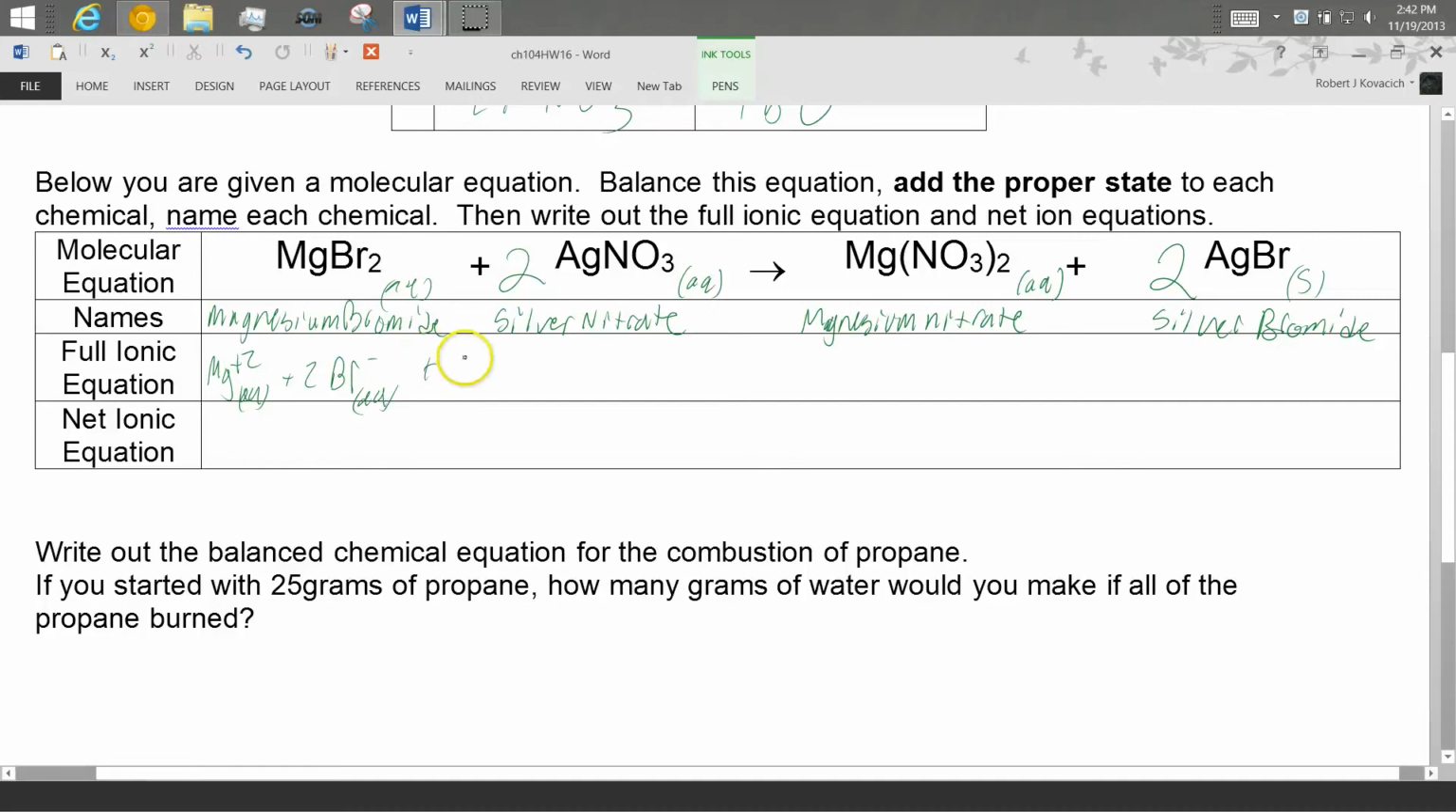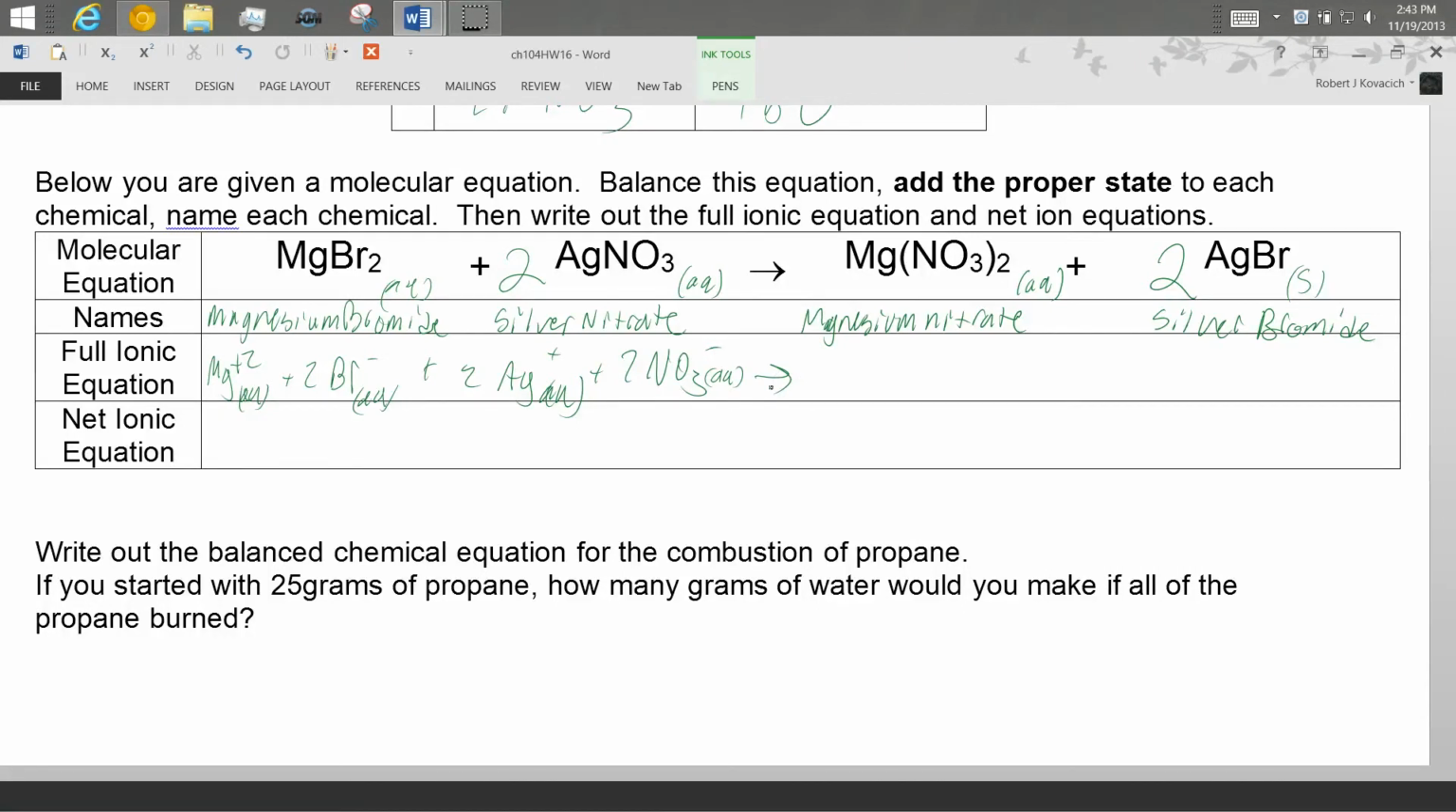So then we have 2 silvers that are aqueous with a plus charge, and we've got 2 nitrates that are aqueous with a minus charge. And then an arrow. Okay, so now we've got magnesium and bromides, silvers and nitrates, and I take them and mix them all in the same container. And when that happens, now all the pluses and minuses can run into each other.